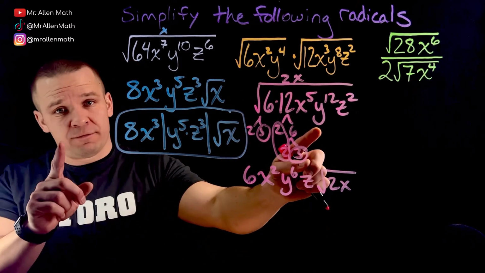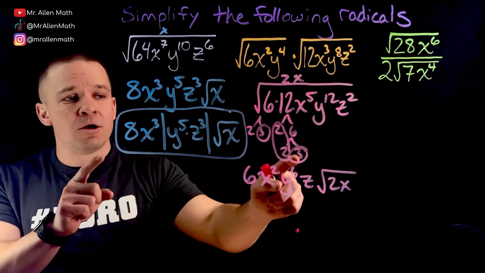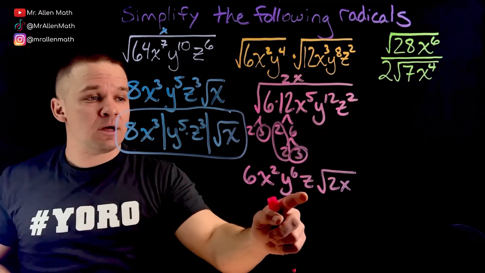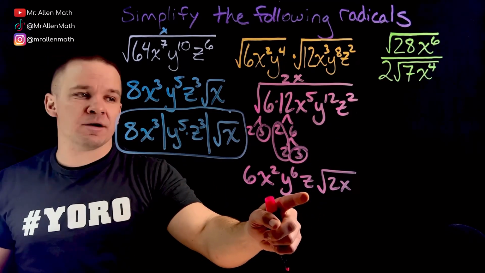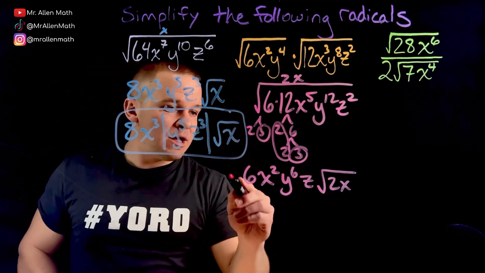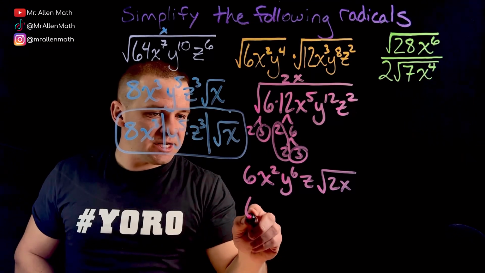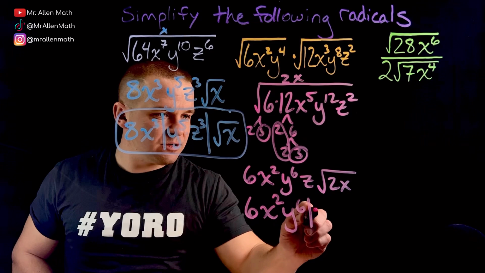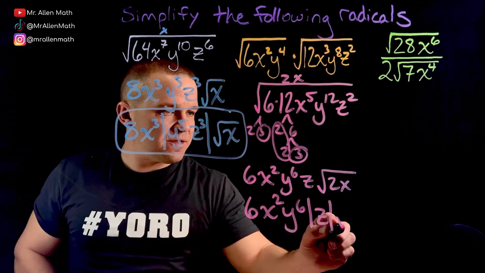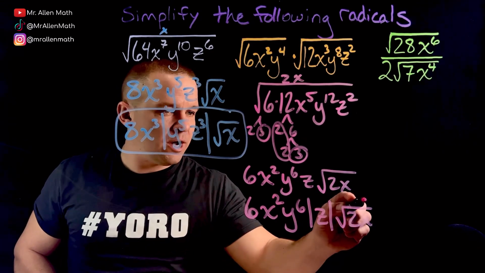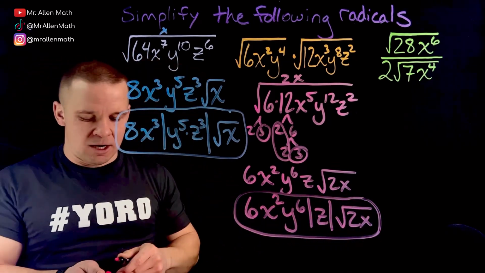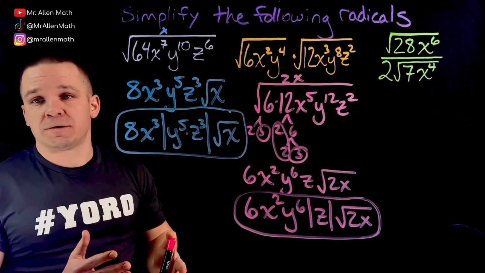My y to the 12th, that was guaranteed to be positive, right? Y to the 6th, also guaranteed. Now, how about z squared? Guaranteed to be positive. Z to the 1st, not a guarantee. So what I need to do here now is I'm going to have 6x squared, y to the 6th, absolute value of z, and then the square root of 2x. Boy, that looks absolutely disgusting, doesn't it? But we did what we were supposed to do, right?